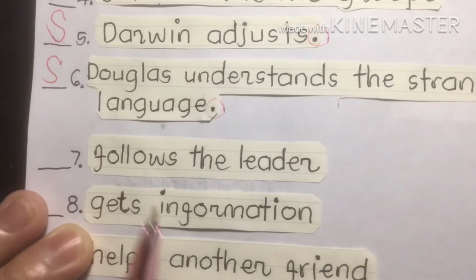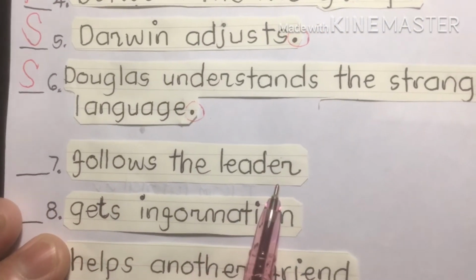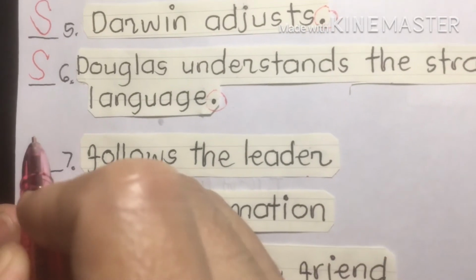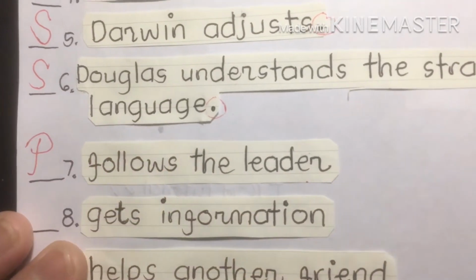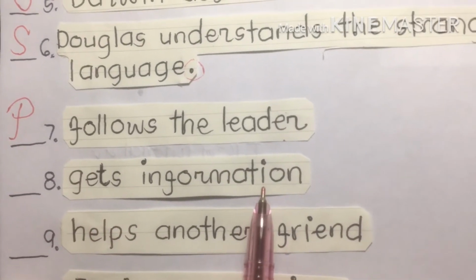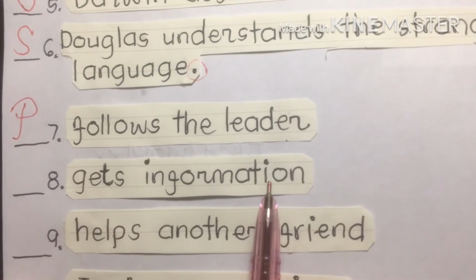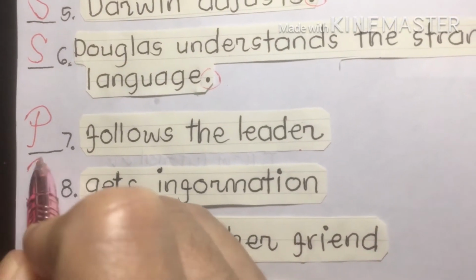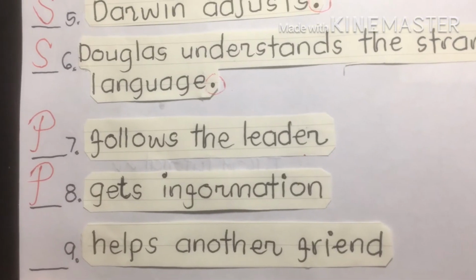7. Follows the letter. And who is the letter? We do not know. So this is actually a phrase. 8. Gates informations. Who gets informations? Is it Dan, Thea, or Marco? We do not know. So this is actually an incomplete idea.